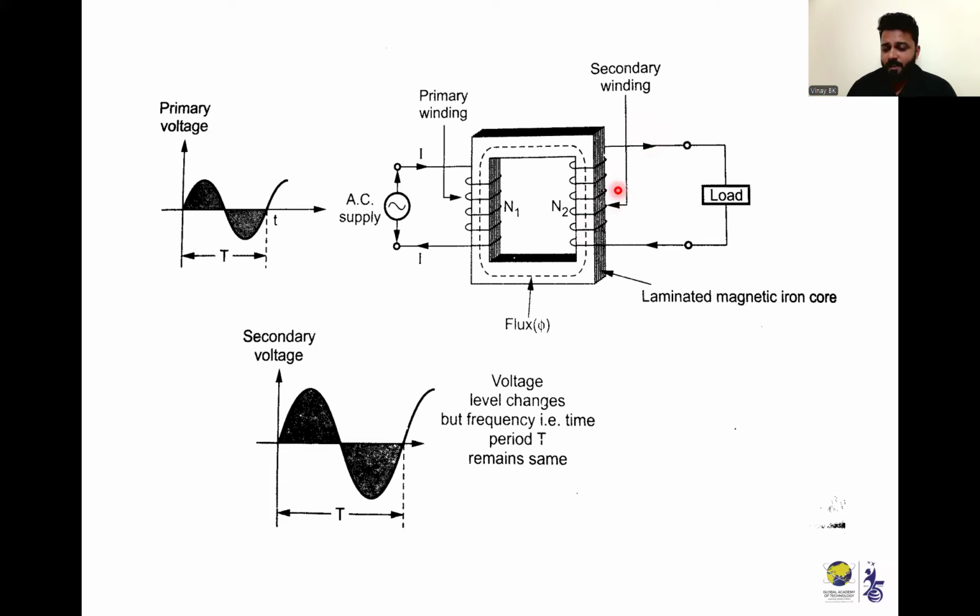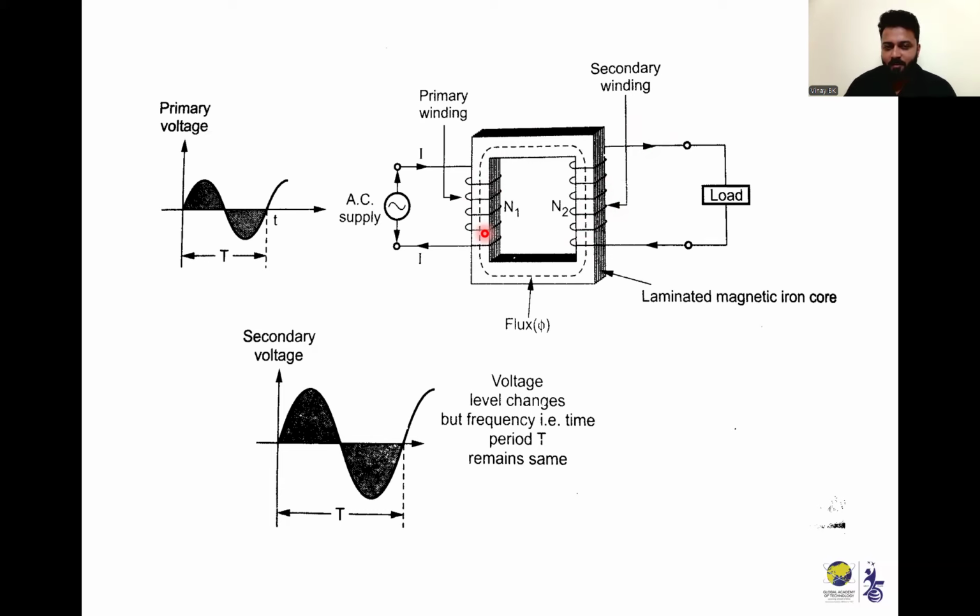That induced EMF we call a mutually induced EMF. At the same time, in the primary winding, across the number of turns N1, it induces a self-induced EMF. So this is how the transformer works. This is called mutual induction.